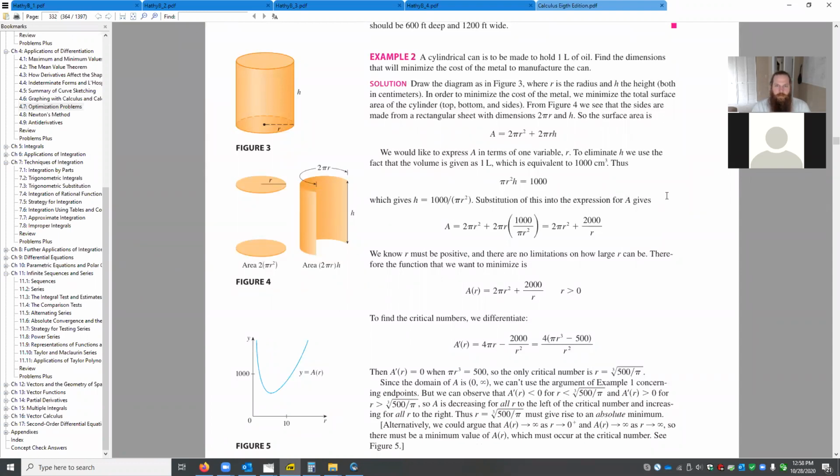Cylinder holding 1 liter of oil. That's okay. We can do this. So maybe I am an oil company, and I know I need to sell containers of oil that are 1 liter in size. And I want to minimize the amount of material I need to do that.